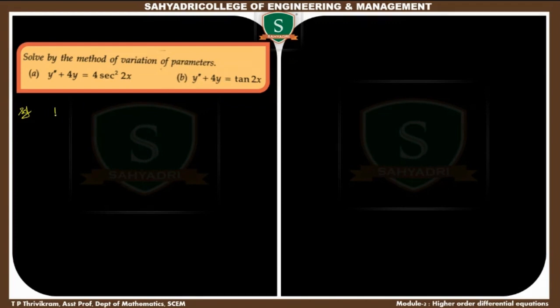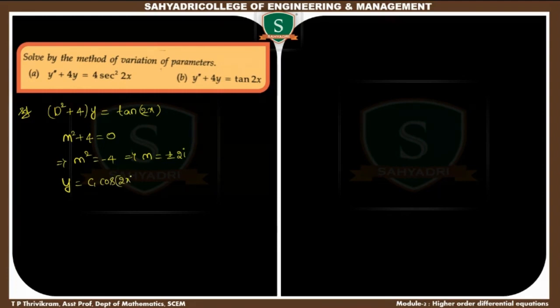So here, D square plus 4 into y is equal to tan 2x. Okay, so now what I'll do is m square plus 4 is equal to 0, which implies m square is equal to minus 4, which implies m is equal to plus or minus 2i. Correct. So therefore y will be how much? Complementary solution: C1 cos 2x plus C2 sin 2x.